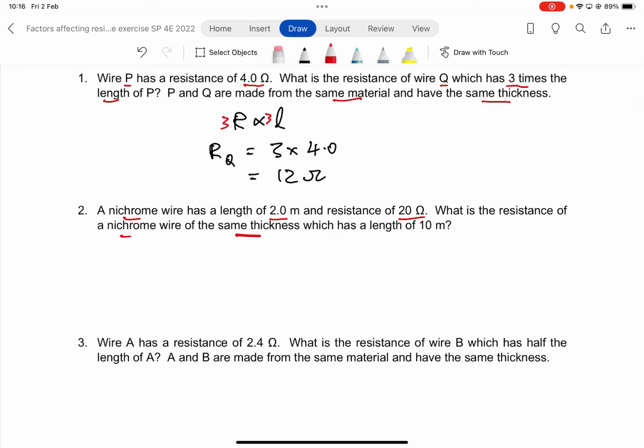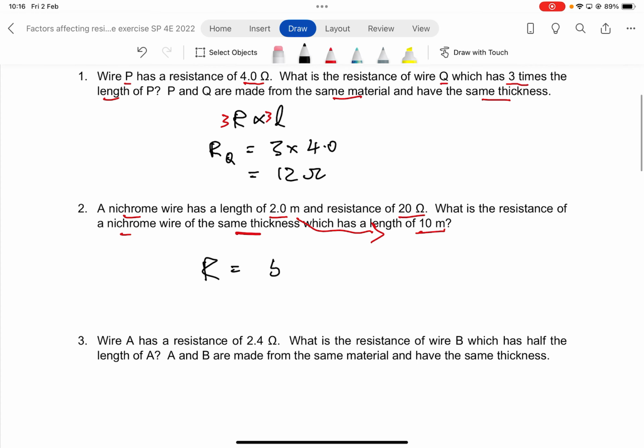So material is the same, so thickness is the same, so only the length changes. The length has been increased to 10 meters, that means 5 times, right? 2 meters to 10 meters is 5 times. So R is equal to 5 times of the original resistance. So we get 100 ohms. Okay.